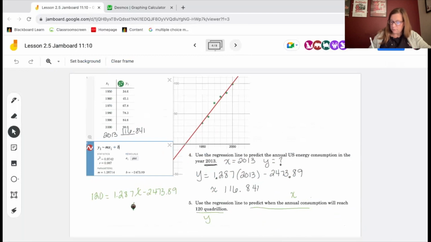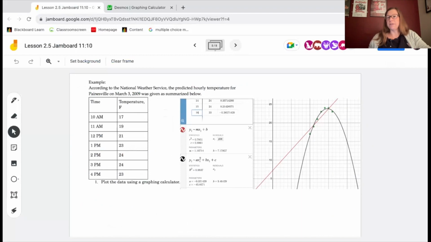And I'll let you solve for x, but x should be approximately 2015.45. So about the year 2015, which makes sense, right? 2015, when we would reach 120 quadrillion, makes sense within our table.